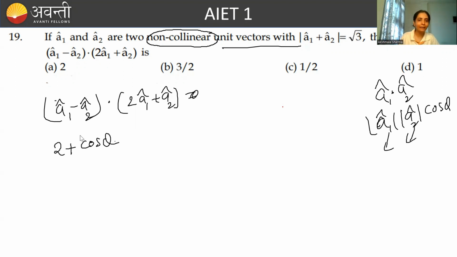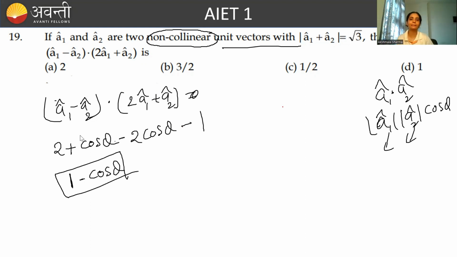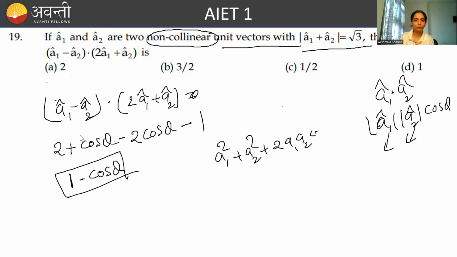ओके. अगेन A2 डॉट 2A1, so this will be equal to -2 cos theta minus A2 dot A2. This will be equal to -1. So the answer is going to be how much? 1 minus cos theta. But what is the value of theta? That's again a question. So that we can calculate from here. Mod of A1 plus A2. तो क्या लिखोगे आप? A1 का स्क्वायर प्लस A2 का स्क्वायर प्लस 2A1 A2 cos theta किसके बराबर होगा? अगर स्क्वायर कर दूं तो 3 के बराबर होगा.